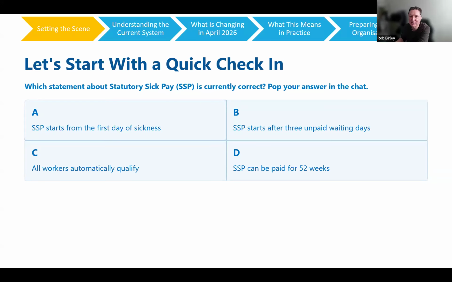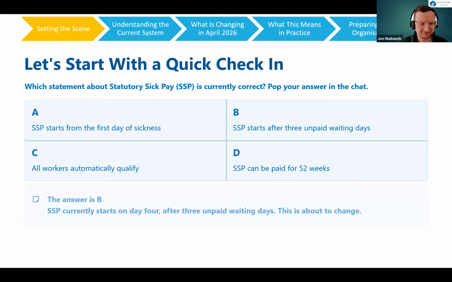It looks like most people are going B. Yeah, I see a lot of answers coming through. That's great. So the answer is B. Currently, SSP begins on day 4 of sickness absence. The first 3 days are what we call waiting days, which means no SSP is paid during that period. That's one of the things that's actually changing under the upcoming reforms, which I'll come on to shortly.